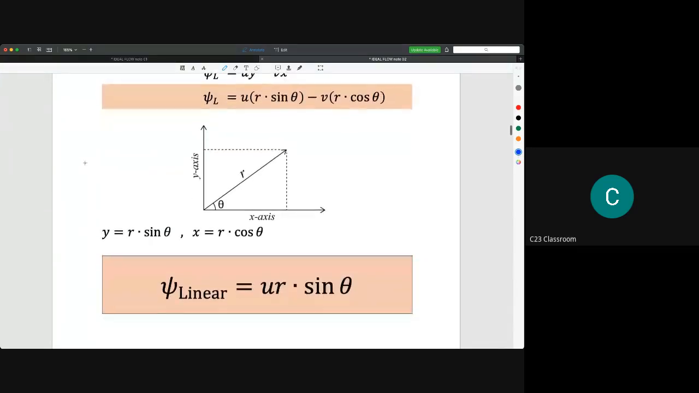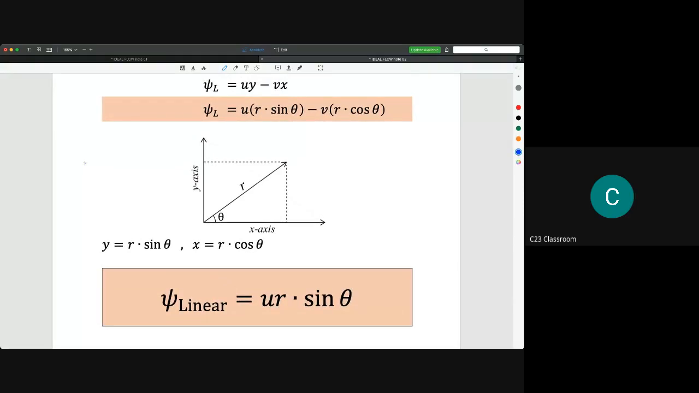However, in many textbooks, they will simplify psi linear to be equal to ur sine theta, or ux, or uy, like this. Why is it simplified like this? Why do we always neglect the value of v here? Because it depends on the way we see the motion, the movement.